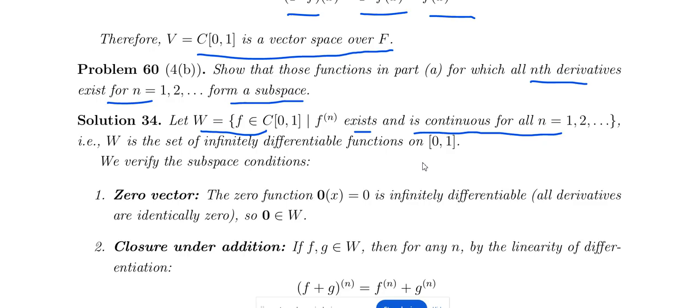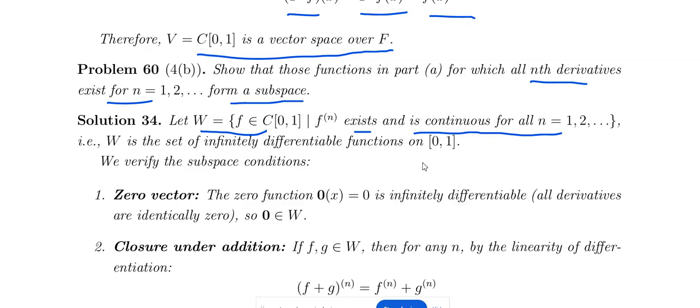Well, this is the collection they have given. That is, the collection of continuous functions on 0, 1, meaning the domain is 0, 1, where the nth derivative of the function exists and is continuous for all n equal to 1, 2, 3. We have to say that this collection is our subspace. This collection is a subspace. So this is the set of infinitely differentiable functions on 0, 1.